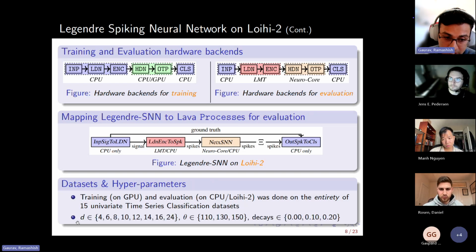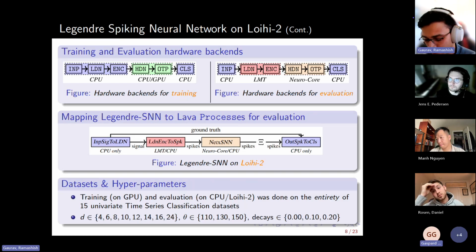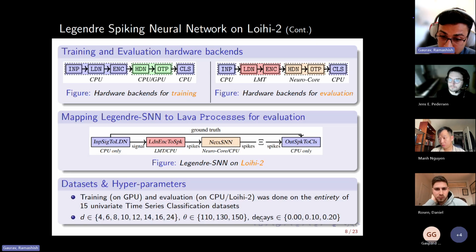The values of D were tuned between 4 and 24. It was just a calculated choice here. Between 4 and 24, 8 different values. And theta was tuned with 110 to 150 time steps, corresponding to, of course, the duration of the input signals. And decays here correspond to the neuron and voltage decays. They were tuned with values 0.0, 0.10, and 0.20.